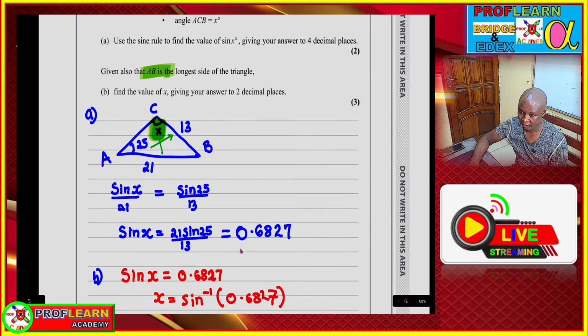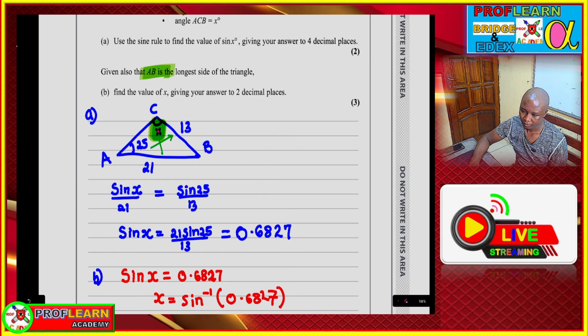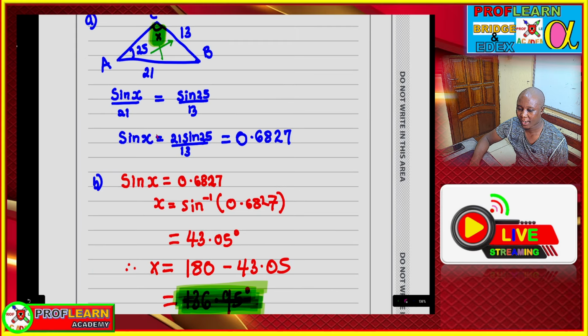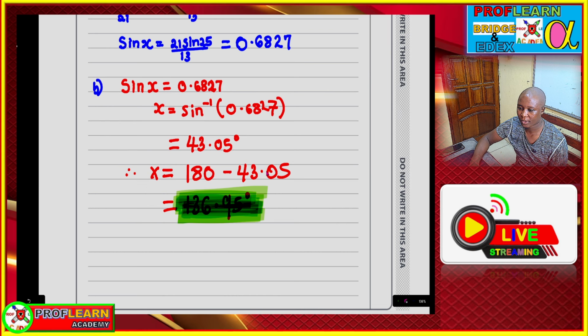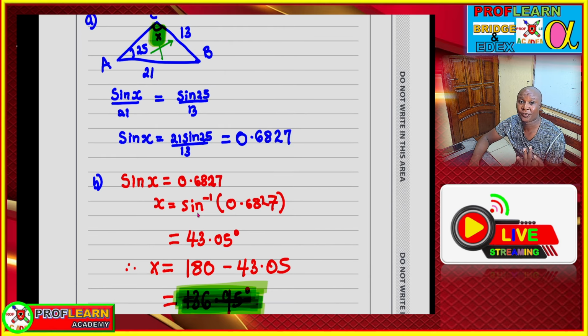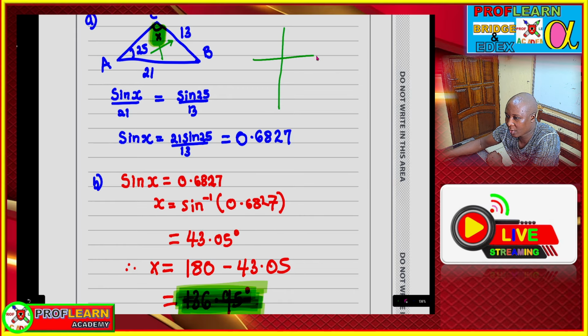Then candidates were expected to find the value of x, and this is to find the sine inverse, which becomes 43.05. But since this angle is more than 90, then I said it should be 180 minus 43.05, which becomes 136, because we know sine is positive in the first quadrant and also sine is positive in the second quadrant. So if you have the angle in the first quadrant, to get the size of that angle in the second quadrant, you use the concept: All Students Trust Cambridge University. That's why most of the students will want to go there.